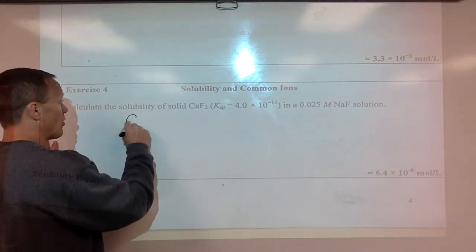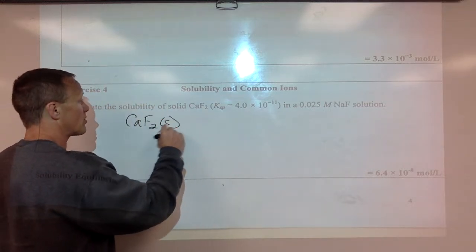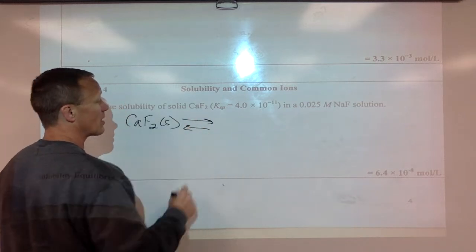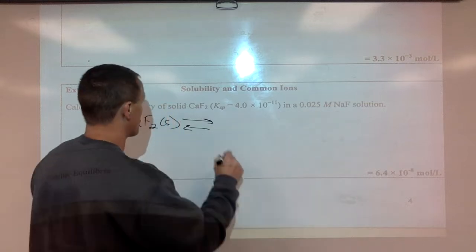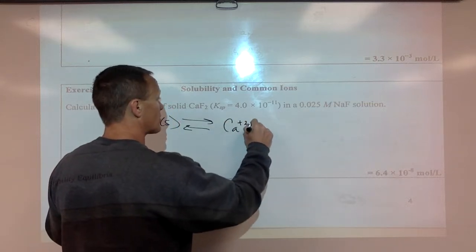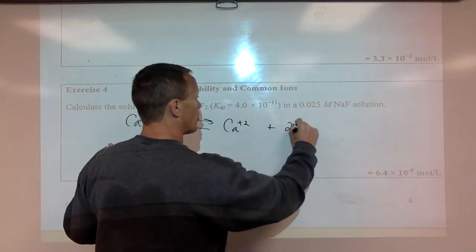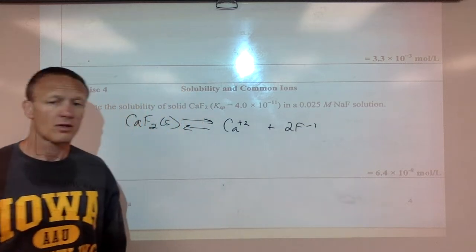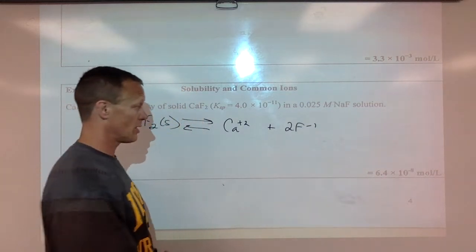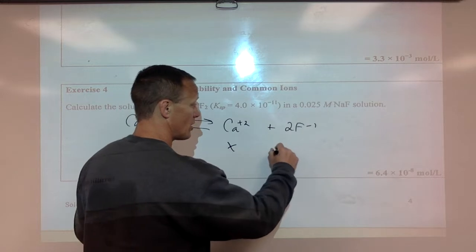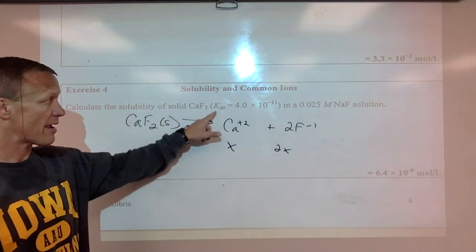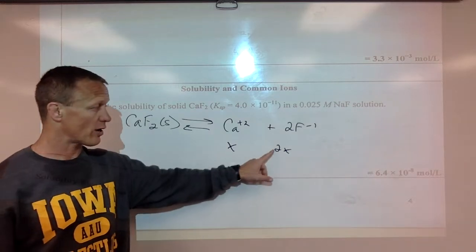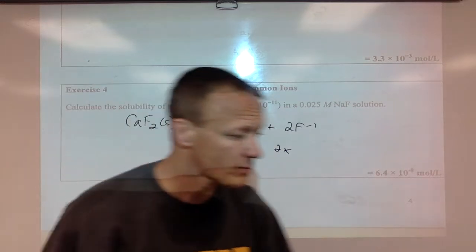First thing, always write down what's happening. You've got some solid calcium fluoride. Again, we're not putting it in water. It's in a solution that has some sodium ions and some fluoride ions in it. It splits into calcium ions plus 2 moles of F negative ions. If I was trying to figure out the solubility in water, I'd put in an X right here, a 2X there, set those equal to the KSP, this one would have to be squared, and figure out the solubility in water.